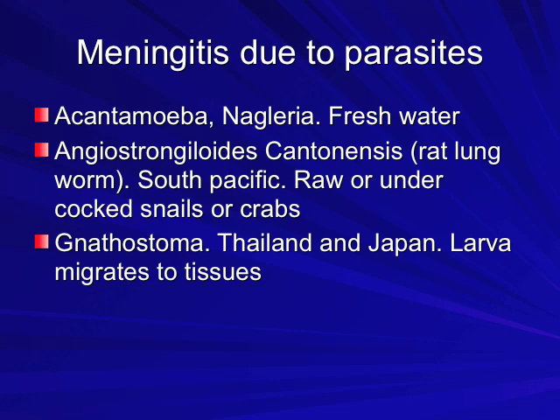And just briefly about meningitis secondary to parasites. Acanthamoeba, Naegleria, fresh water exposure. Kids that go and swim in fresh water come with a meningitis type of picture. Think about these two parasites. Angiostrongylus cantonensis or rat lungworm, South Pacific, eating raw or undercooked snails or crabs. Gnathostoma, patient from Thailand or Japan. The larva migrates to tissue and to the CNS.